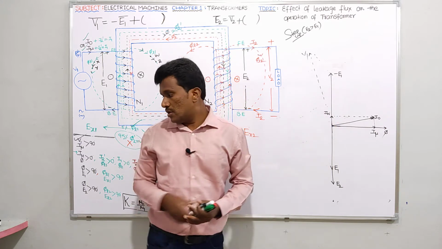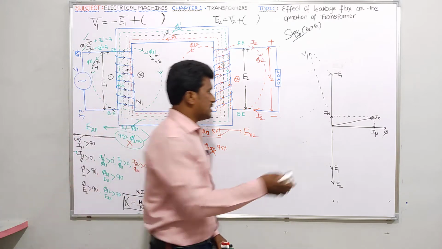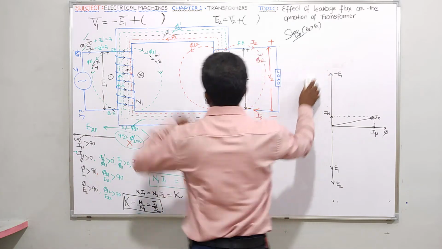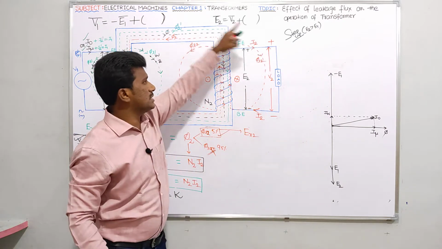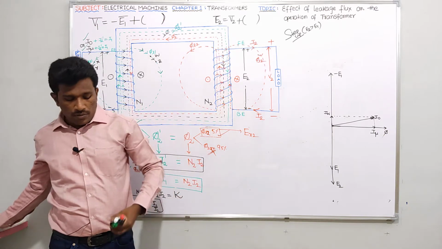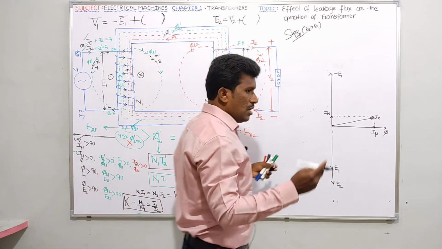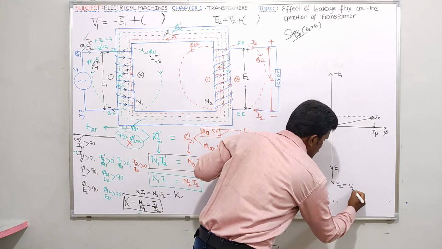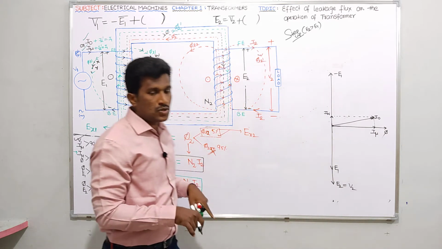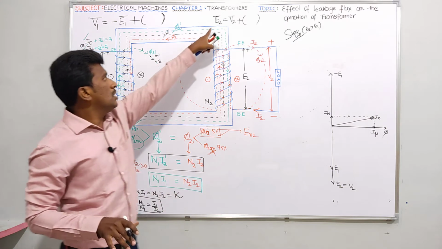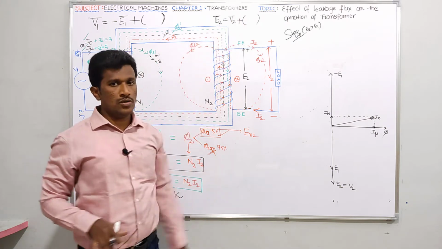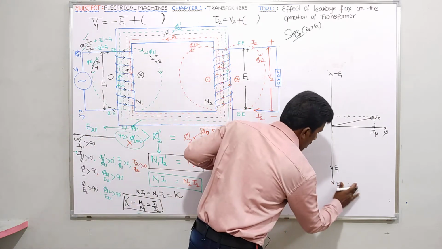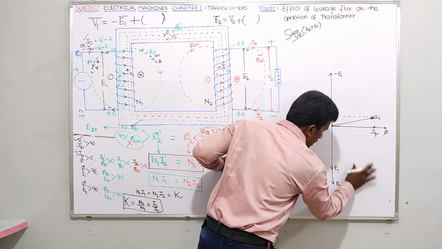Is it clear? So now I'm just going to decide the V1 vector in the primary side, and I'm just going to decide the E2 vector in the secondary side. And one more thing, if you observe clearly, ideally in vector diagrams we used to write E2 bar equals V2 bar. But in this topic, don't write that, because I said E2 bar equals to V2 bar plus something is there, no? So now it is not E2 bar equals to V2 bar.